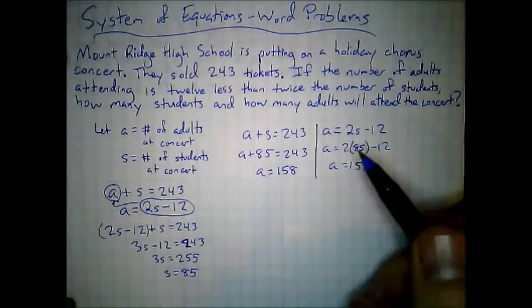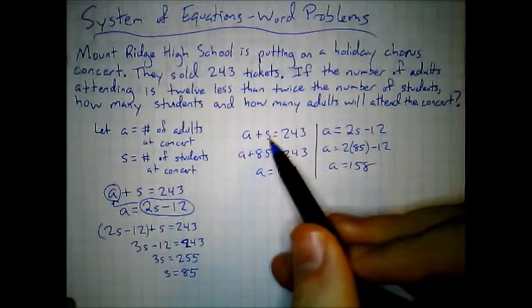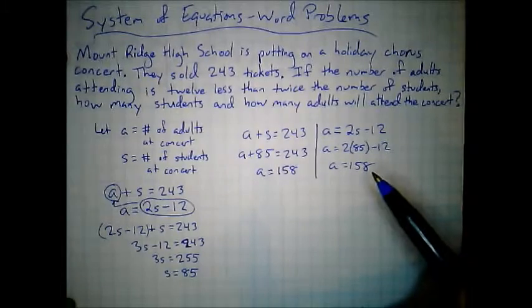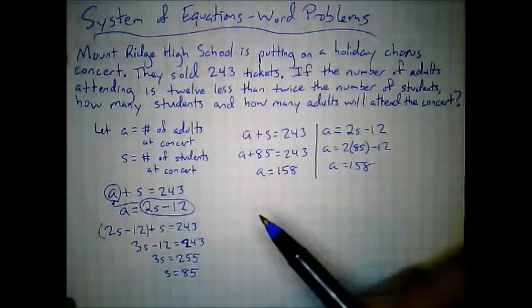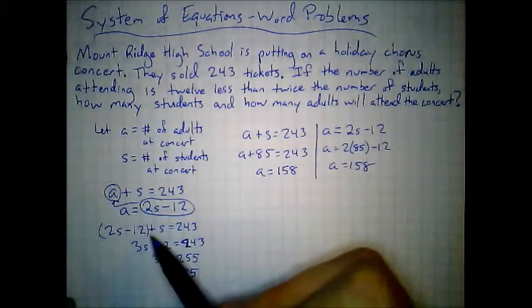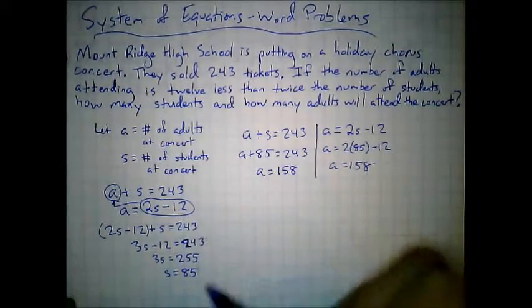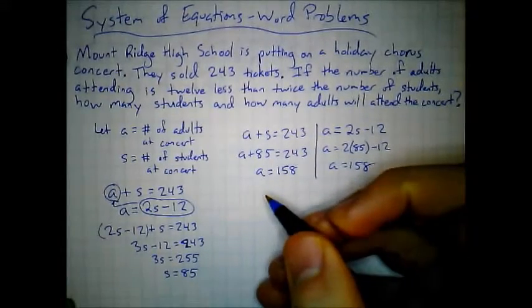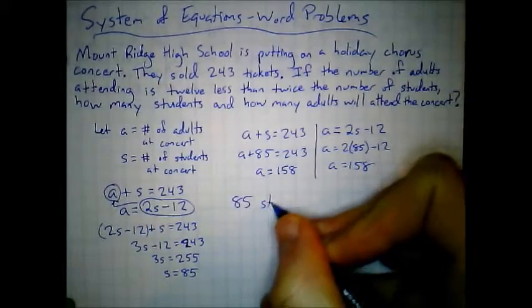I know we don't want to get lost in the algebra. 243 total people went. So if 85 students, then we just simply do 243 minus 85 and get 158 adults. The other equation tells us that 12 less than twice the number of students is the number of adults who went to the play. So to get the number of adults, we double the number of students, which is 170, minus 12 is 158.